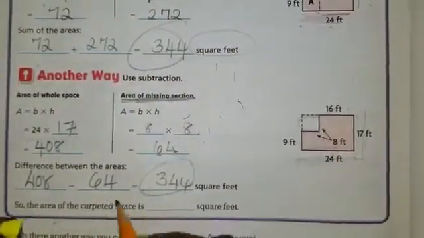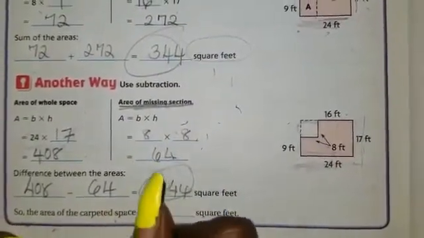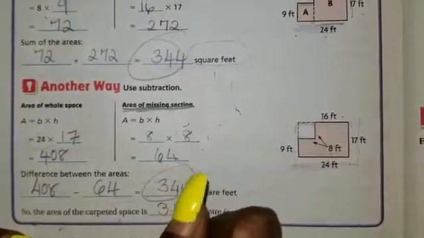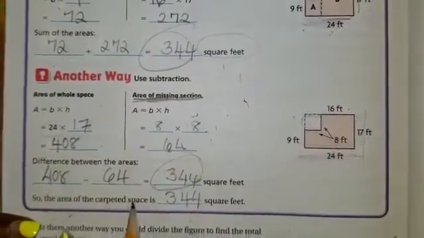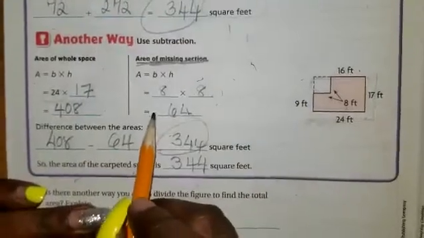So the area of the carpeted space is 344. And that should help you because they've given it for you already.